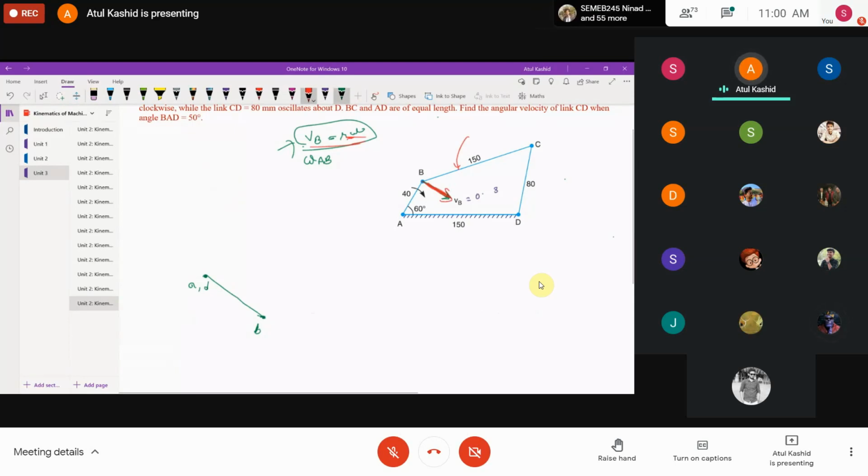Now what we need to do? We have finished with the link AB. Now, which are the links which are remaining? One is BC, second is CD, right? So these two links are remaining. So what I will do now, I will first take BC link, right?